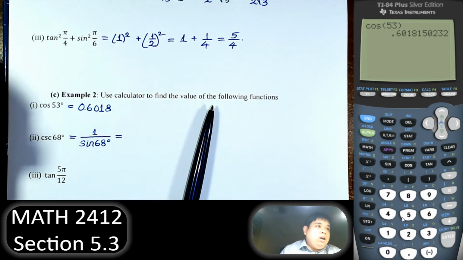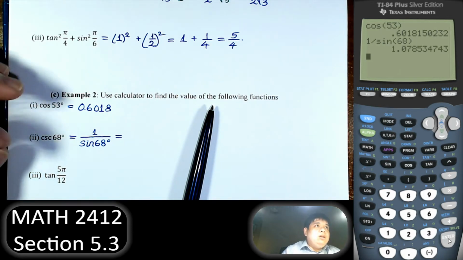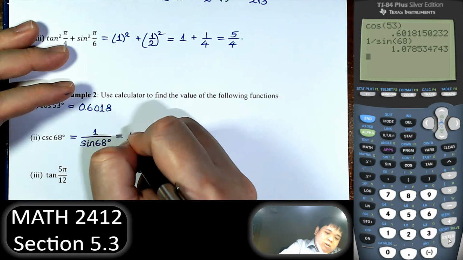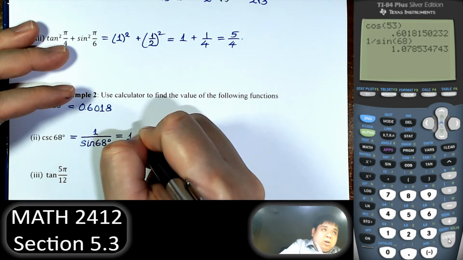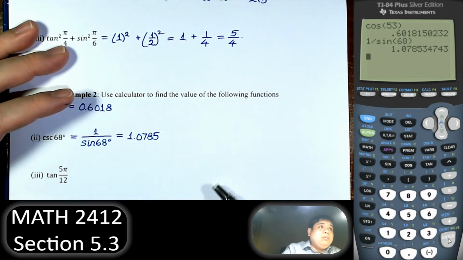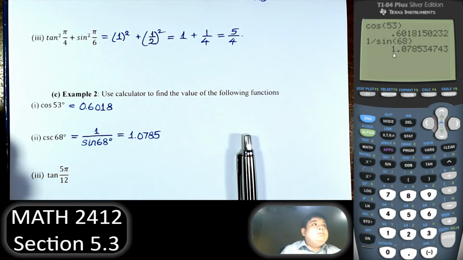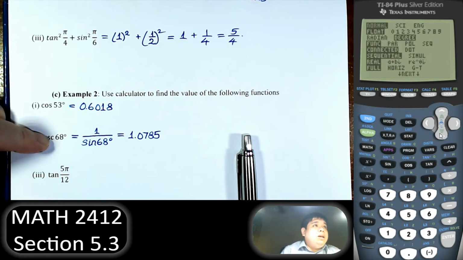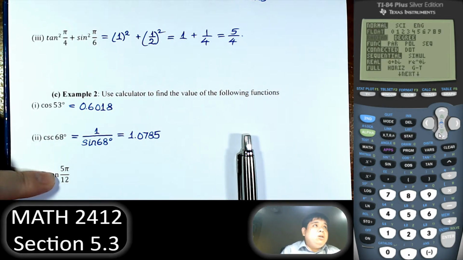So we have 1 divided by sine of 68 degrees. We have 1.0785, right? So that is in the degree mode. Now if we want to use radian mode, we have to select the radian.